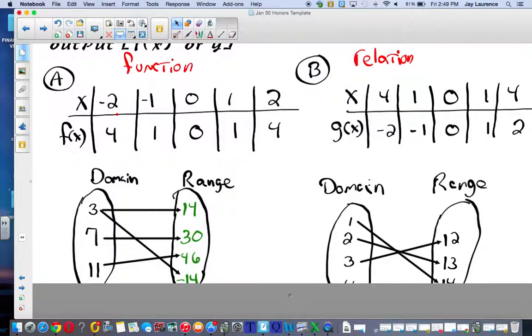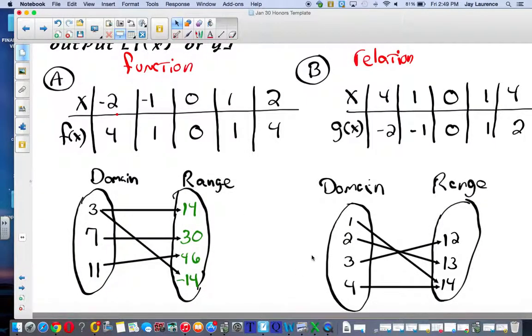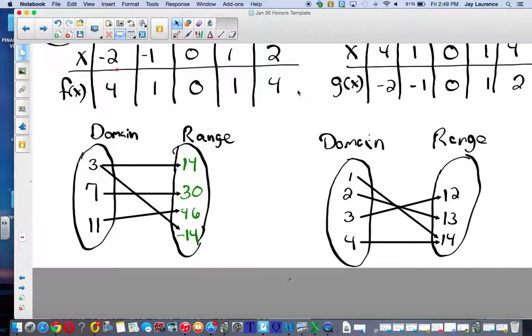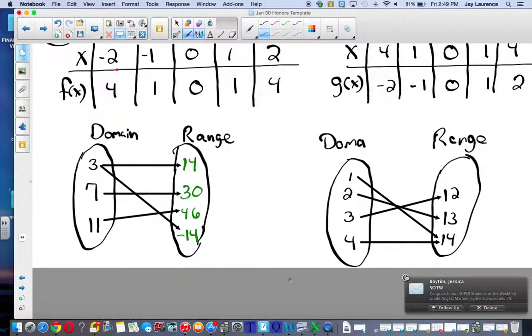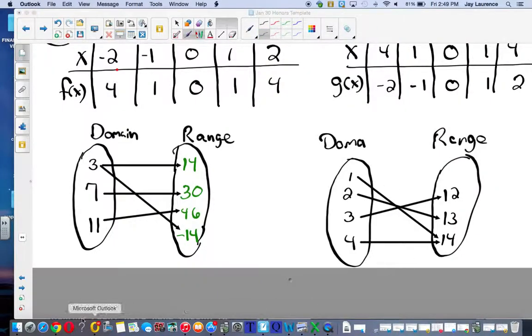Now, sometimes functions or relations are expressed in these tables here, and I've got these funny words, domain and range. I think I defined them for you once, but we haven't used them, so I'll redefine them for you. Domain is just your input or your x values. Range is your y values or your f of x values, and therefore it is output.